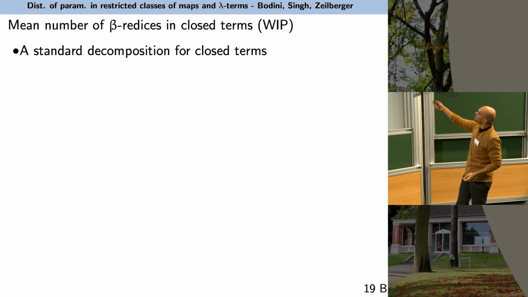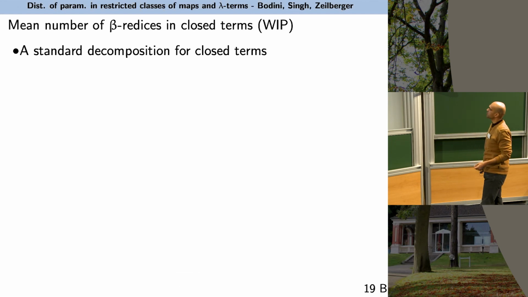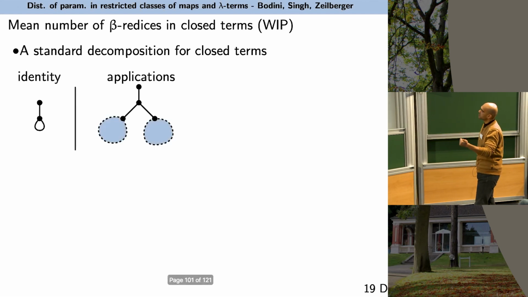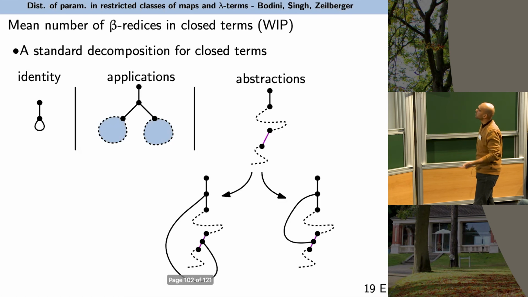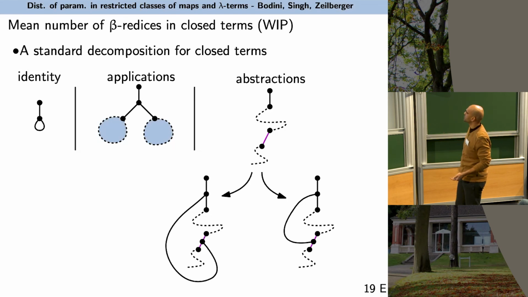And essentially, the idea here will be given by a very standard decomposition for closed terms. We can start with an identity as always. We can have applications as always. And finally, we can have abstractions. And the abstraction can come in the form of taking a map, selecting an edge, and then cutting on the left and connecting to the top, or cutting on the right and connecting to the top, or cutting on the left and connecting to the top.